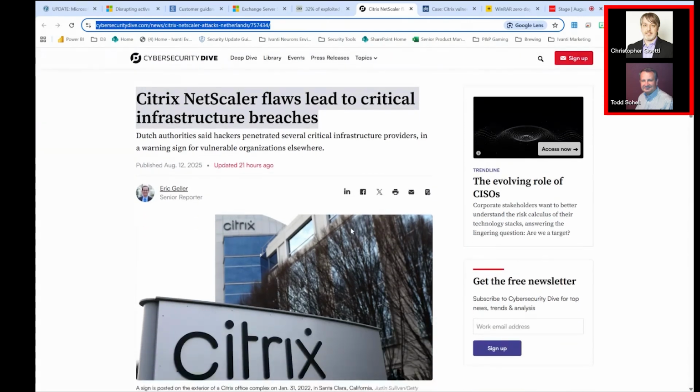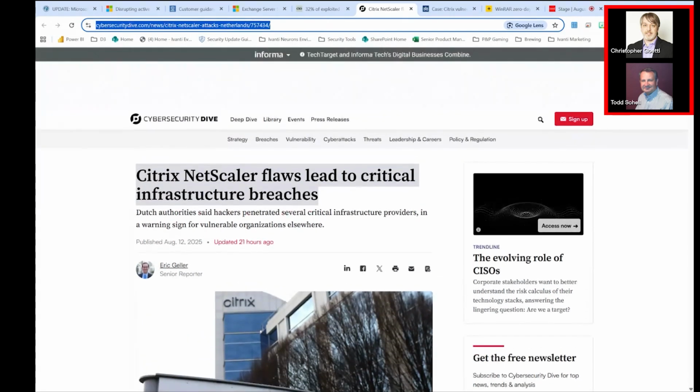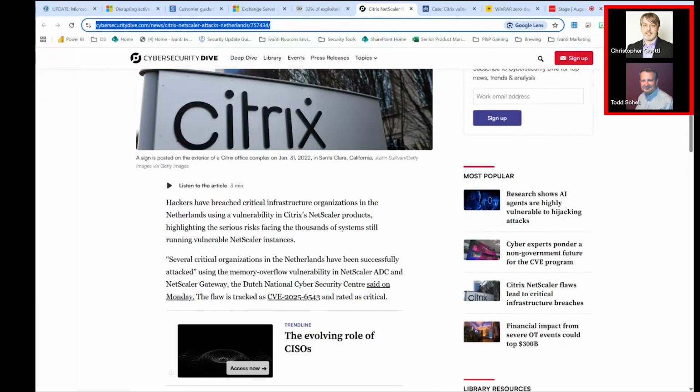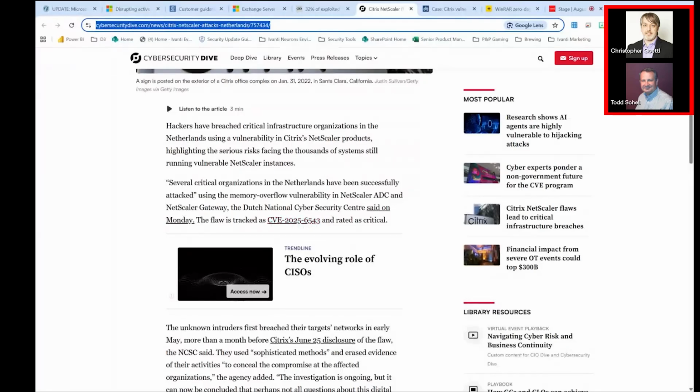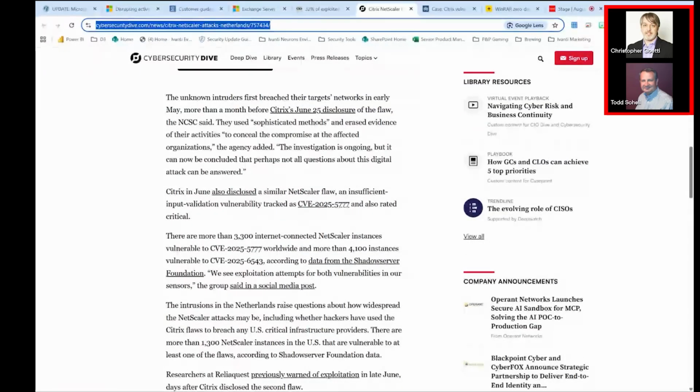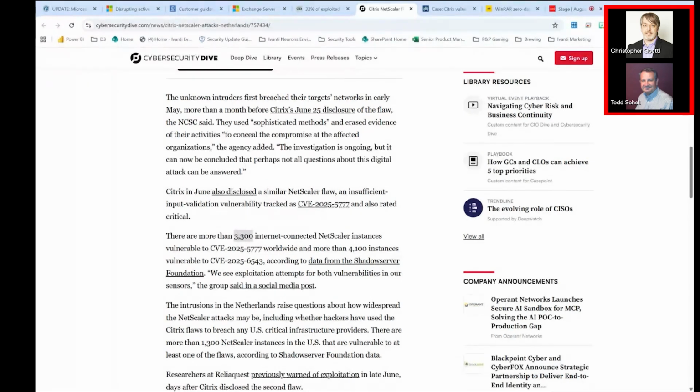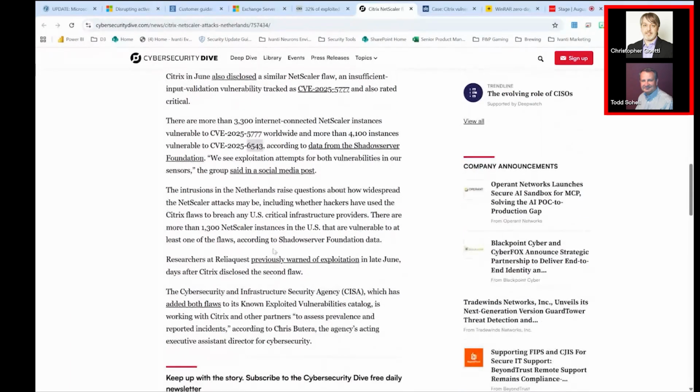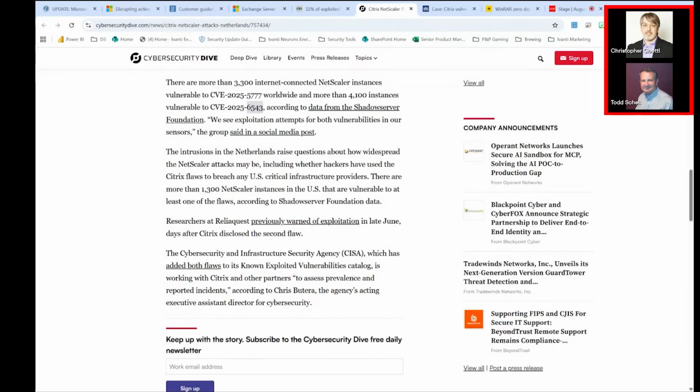This has been ongoing for a couple of months now, but there were additional advisories sent out by some of the European security institutions recommending that organizations update their NetScaler infrastructure devices within their environment. There's a CVE that's been actively exploited for a few months now, and they've done some research on how many devices are still exposed worldwide. There are 2 CVEs that they're tracking from the research that this firm did. There were 3,300 internet-connected NetScaler instances vulnerable to 5777, and another 4,100 instances still vulnerable to 6543. Again, these are being targeted by nation-state threat actors as well as potentially others.